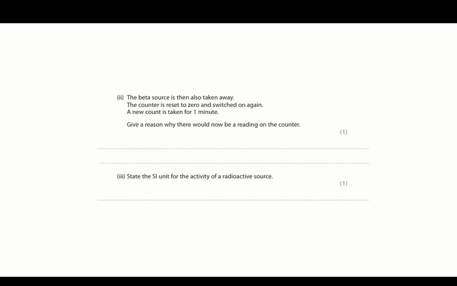The beta source is then also taken away and it's set to 0. Give a reason why there will still be a reading. And we know there's radiation around us all the time, and this is called background radiation. So background radiation is in the environment all the time. Can't get rid of it. What's the SI unit for activity? It's becquerels. Just make sure you learn that.